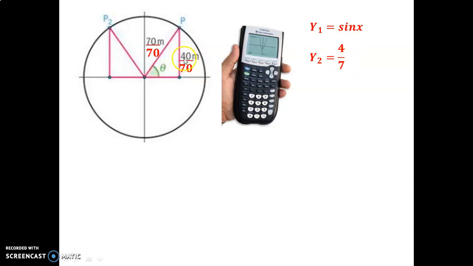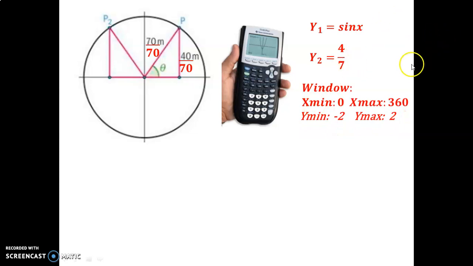We're looking for a height of 40, but we've reduced it to 40 over 70, which can be reduced to 4 over 7, if you cancel the zeros. So this length is 4 over 7. So we're going to graph the sine graph, and then we're going to graph a horizontal line at 4 over 7, and we're going to say when is the sine graph equal to that value. It might help to see the diagram for this, but before you graph that, let's set the window.